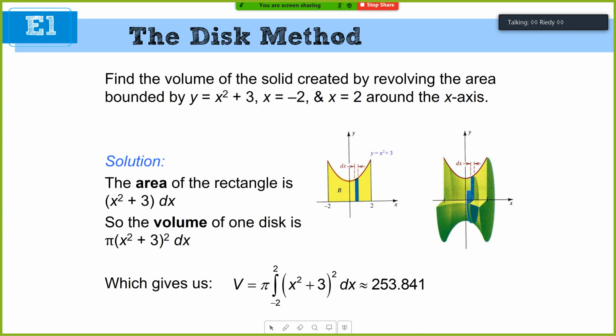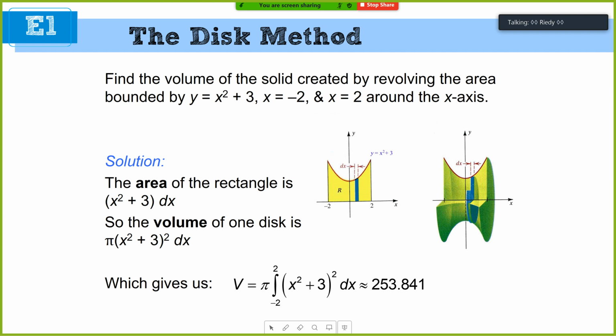Notation becomes very important in these problems. So for some of you that are very sloppy with your notation, you're going to have to clean it up. Things like volume equals or V equals becomes very important, because what that's telling the grader is that, yes, I know I'm calculating a volume. I'm not calculating an area. I'm not just doing an integral. I'm using this number to represent a volume. Okay, and I got that 253.841 by calculator, of course.